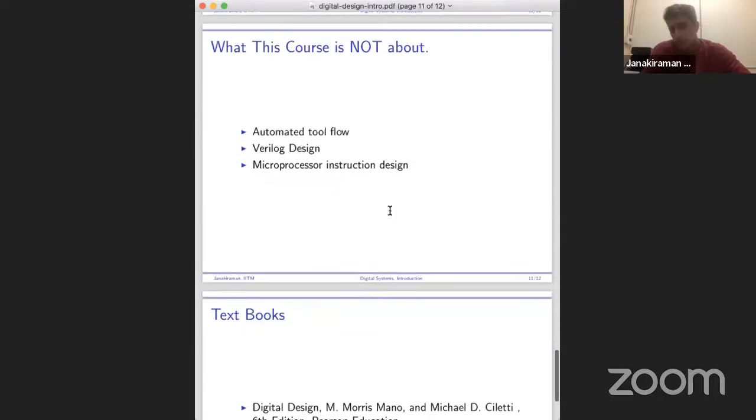Most importantly, what is this course not about? I also want to clarify, this course is not about automated tool flow, because typically ICs today are designed with a lot of automation. This is not about that kind of automation. Neither is this about Verilog design. We will not be writing a single line of Verilog code or VHDL code, or any hardware description language in this course. And it's also not about microprocessor instruction design. It's unlikely you might expect any of this, but I'm just putting it up here for clarification.